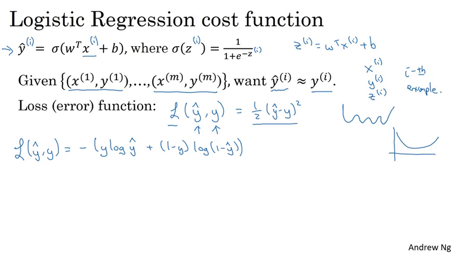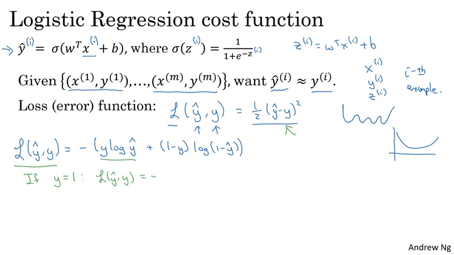Here's some intuition for why this loss function makes sense. Keep in mind that if we're using squared error, then you want this squared error to be as small as possible. And with this logistic regression loss function, we'll also want this to be as small as possible. To understand why this makes sense, let's look at the two cases. In the first case, let's say y is equal to 1, then the loss function y hat comma y is just this first term, right?